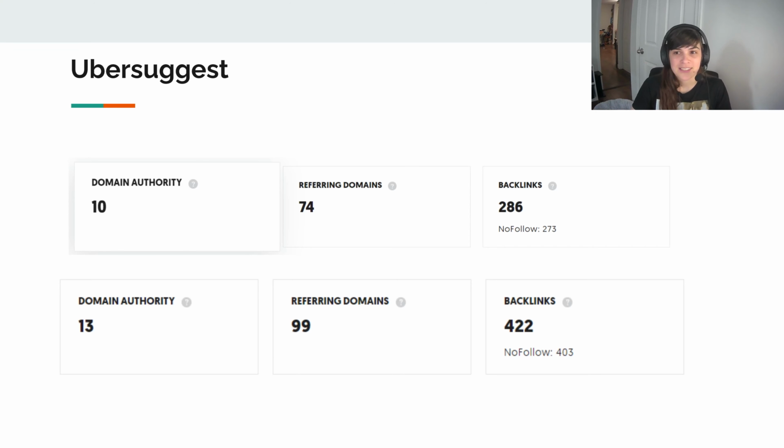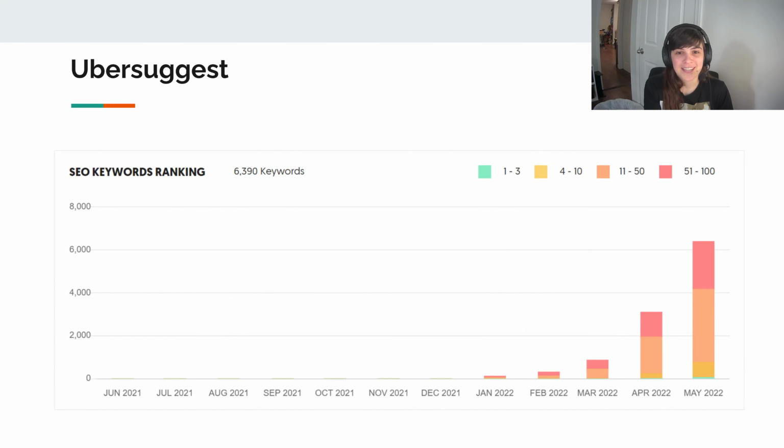As you'll see in the rest of the slides, Ubersuggest, Google Search Console, and SEMrush all have vastly different numbers. But either way, they're all going up. So that's a great sign.